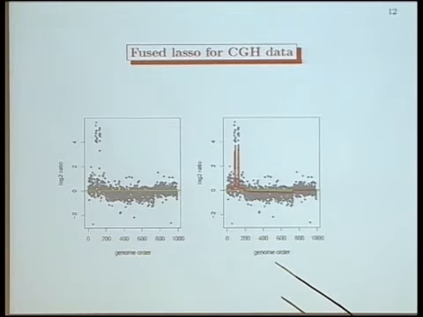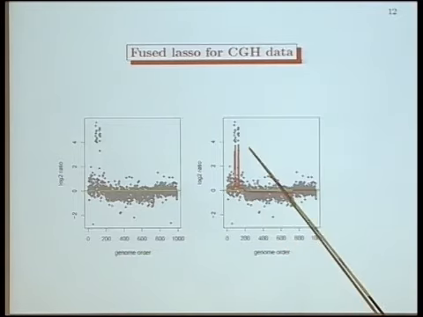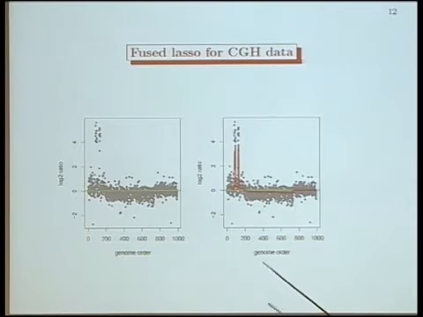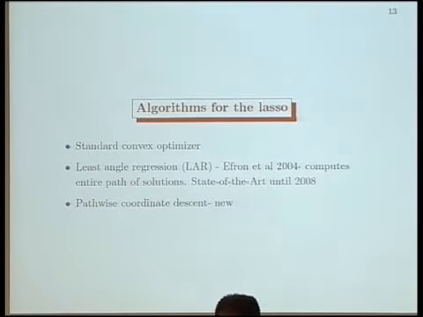So this fused lasso, which I'll describe later in the talk, gives you this red curve, which is telling us, looks like there's a gain here, and maybe a small loss here. Okay. So I will describe that as well, and some computational problems which are associated with that.